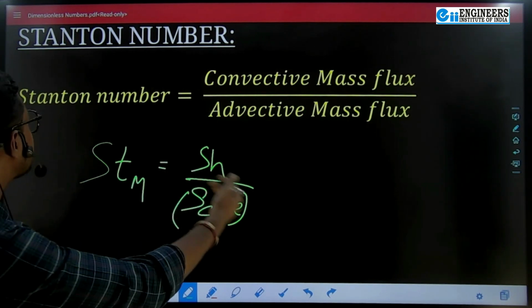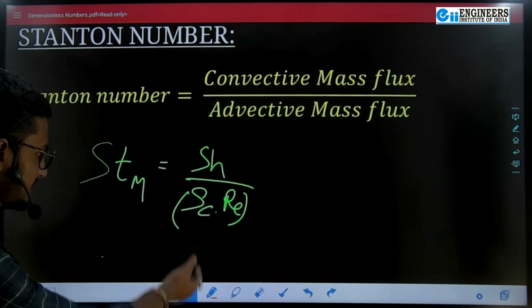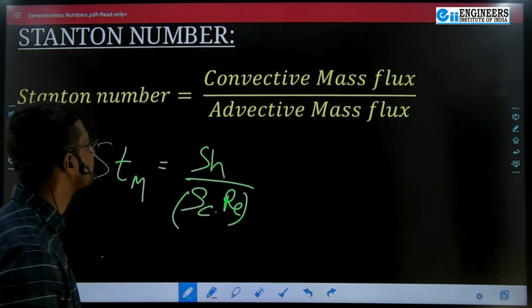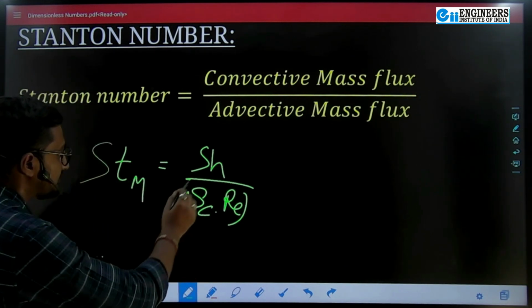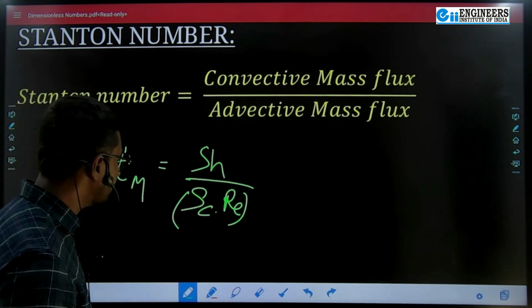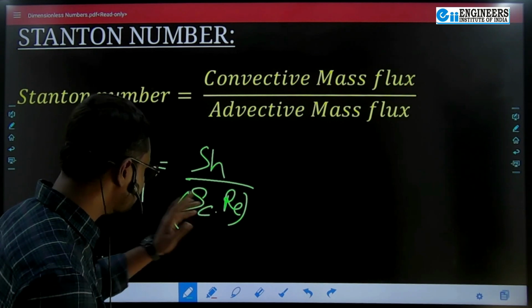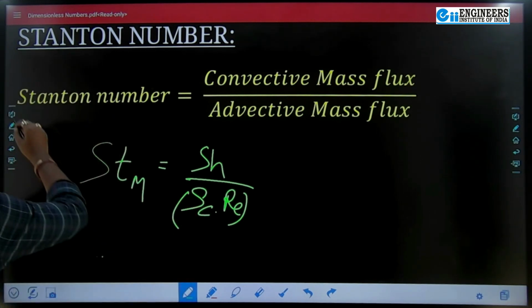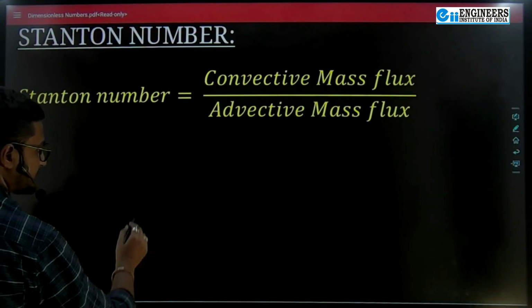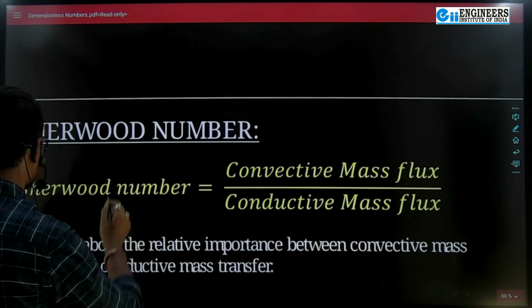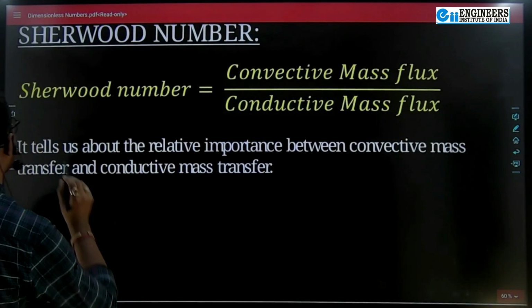Now what is Sherwood number? That we are just going to look into. It is in the subsequent slides, so don't pay attention to that now. Just remember that Stanton number is equal to Sherwood number divided by Schmidt number and Reynolds number. Okay, now let us look at what is Sherwood number, because that is important.